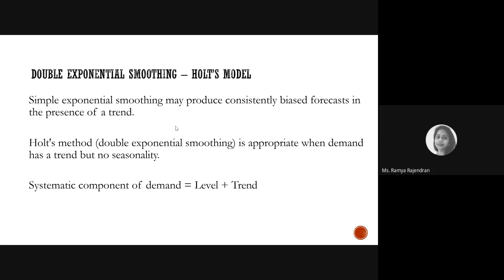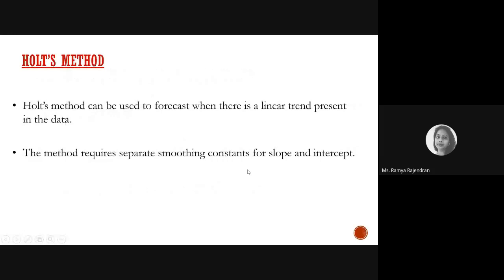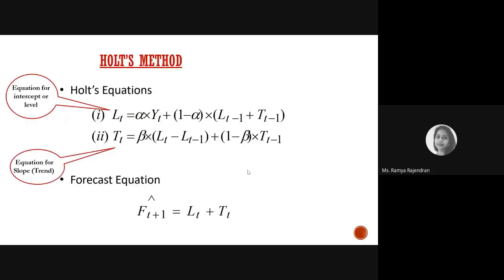Unlike there, where you had only one equation to forecast, here you will have two equations to forecast your value, and then you sum it up. You'll have one equation for level and another equation for trend. This double exponential smoothing is otherwise called Holt's method. As I told you before, it is used when there is a linear trend present in your data. Here you'll have two constants, unlike your previous method, called slope and intercept. The formulas for this method are called Holt equations.